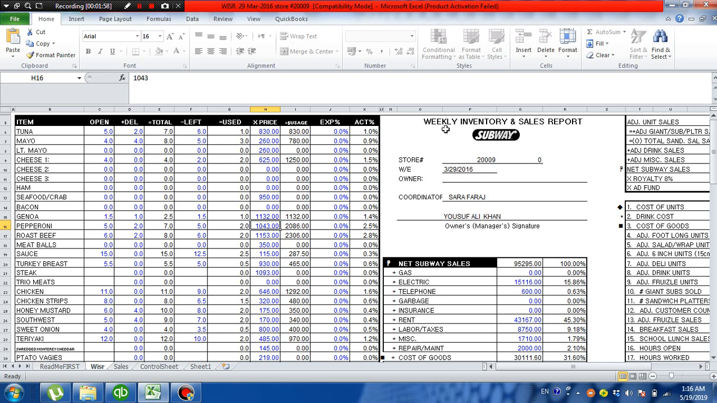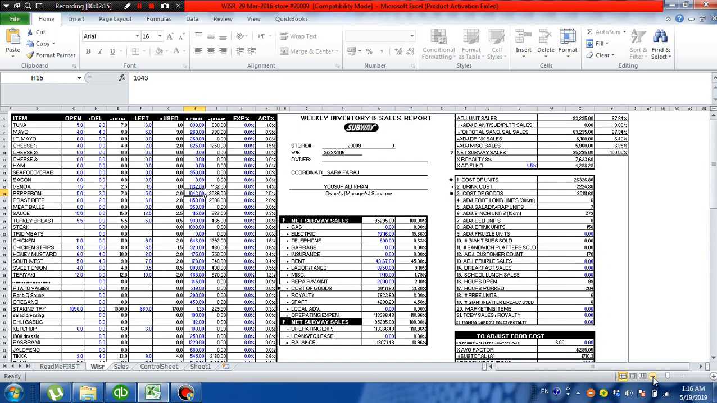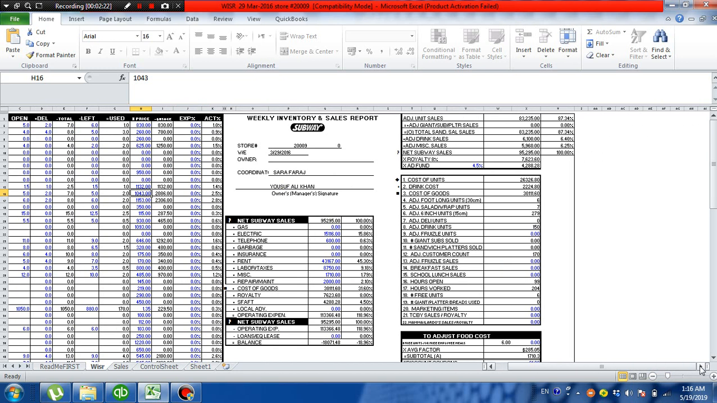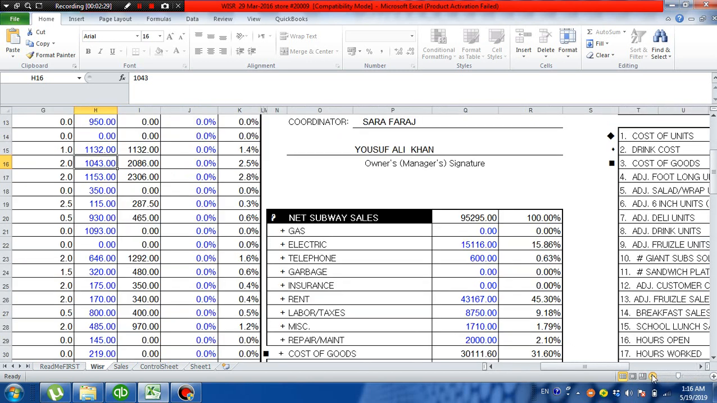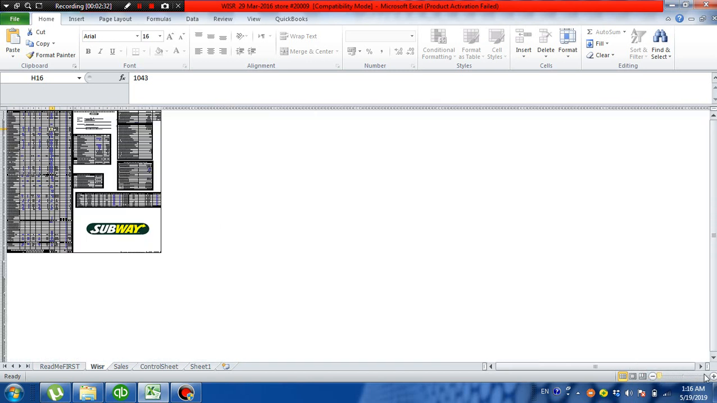This is the weekly inventory and sale report. In short, in the world of Subway they call it WISR, weekly inventory sale report. This is the sheet, kind of detailed sheet. Look at this, this is one page, and if I make it a little bit bigger you will see that in this section the inventory is managed.